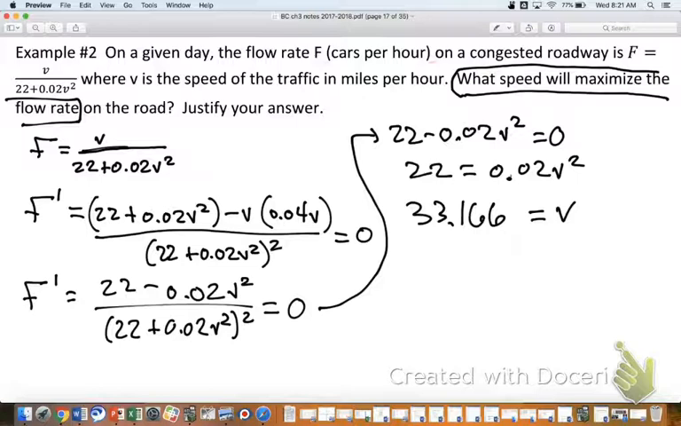Thankfully, it's not 12,000. What have I found at this point? I found a critical point. I have not proven at all that this particular value for speed will maximize flow rate. What could I use to help me decide that it actually does? You could do a second derivative test. You could do a first derivative test. Which do you think could be easier here?